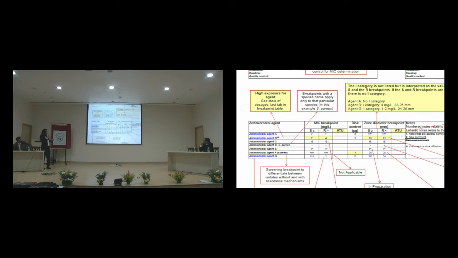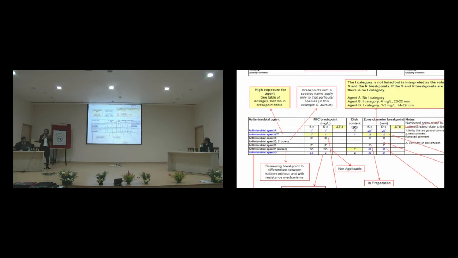I would also like to add one more point. This I category, what I told, they have not made it into a separate column. They have told that anything in between S and R, you just interpret as I, that is susceptible, increased exposure. If it is a complete overlap, then you just take it as no I exists. Can you see this first example? 20-20 is there. So more than or equal to 20 is sensitive, less than 20 is resistant. So it is overlapping. There is no I category at all.